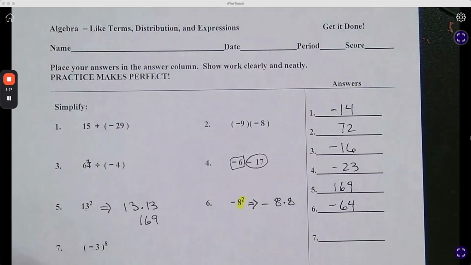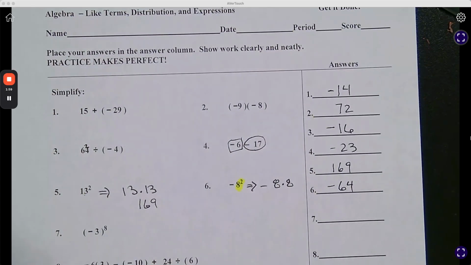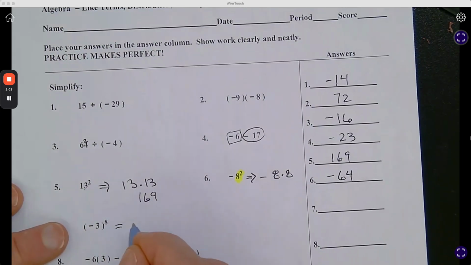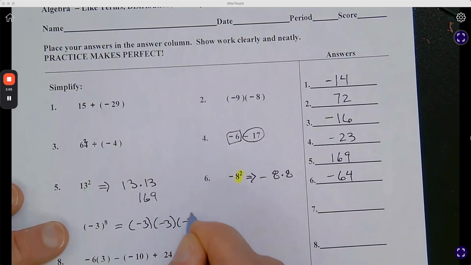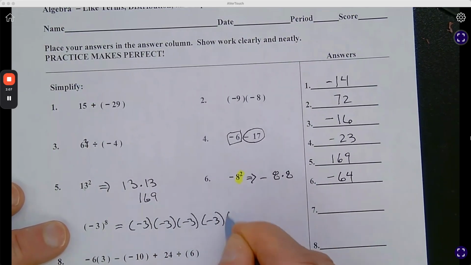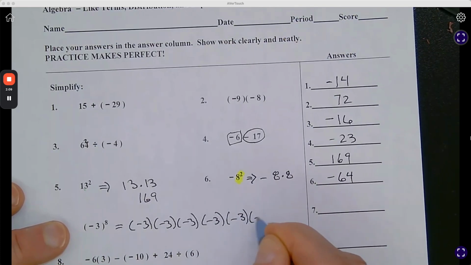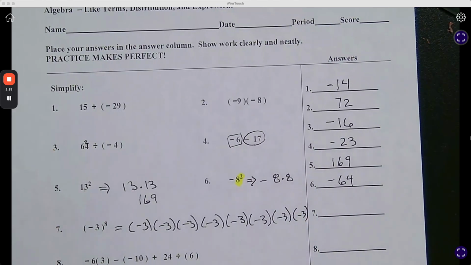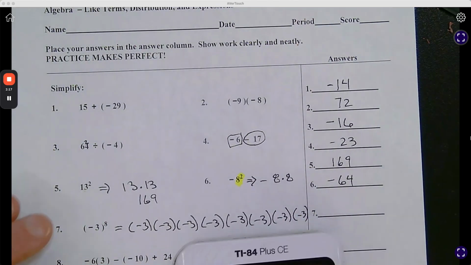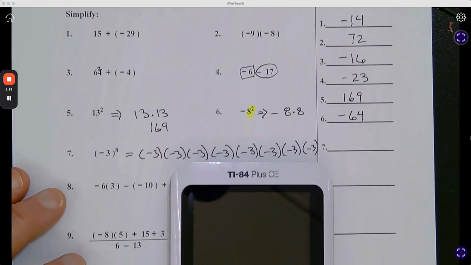All right, here, notice the exponent is in parentheses. So that means I'm going to multiply negative 3 times itself 8 times. 1, 2, 3, 4, 5, 6, 7. I need one more. Okay, there's no way I'm going to sit here for that 20 seconds and do that.